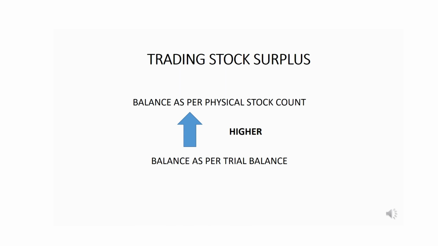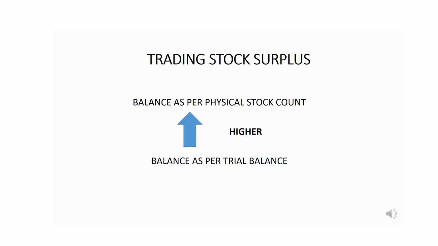But with periodic inventory systems, you always have one account, which is the balance as per the physical stock count. That is the difference between the two. With your perpetual or continuous inventory systems, you always have two balances, which is trading stock as per your trial balance and your balance as per your physical stock count.